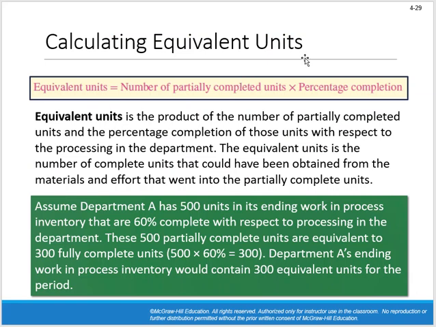So a little bit more on equivalent units. Again, it's the number of partially completed units times our percentage of completion. The equivalent units is the number of complete units that should have been obtained from materials and effort that went into the partially complete units. So here's an example. Assume Department A has 500 units in its ending WIP inventory. Just the fact that it's in ending WIP and it hasn't been transferred out tells us that it is partially completed. And they tell us that they are 60% complete with respect to processing in the department. These 500 partially completed units are equivalent to 300 fully completed units. We're taking 500 units times 60% to get the 300. Department A's ending WIP would contain 300 equivalent units for the period.